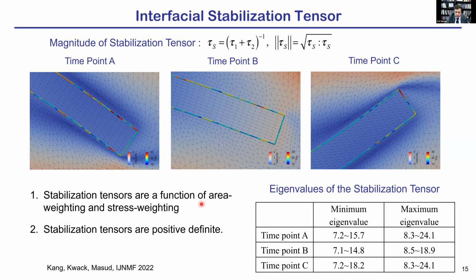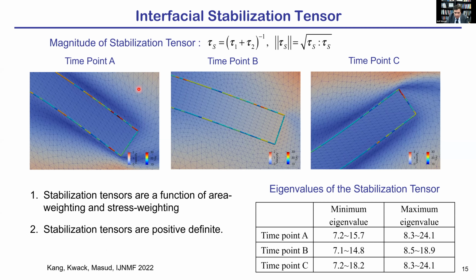You can also show that these stabilization tensors are positive definite. For solids, this is very straightforward. For fluids, we have shown a proof here that under reasonable assumptions, and for the advection dominated case, if we take the skew part and use the advection bubble there, we can show that the stabilization tensor is positive definite.